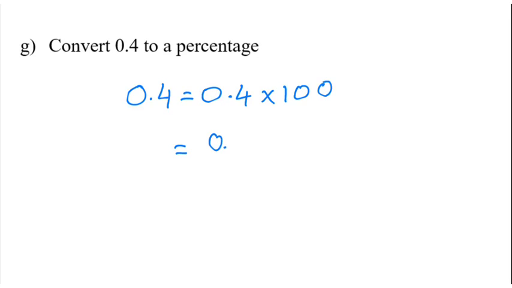In part G, converting 0.4 to a percentage. So I'm going to write down 0.4. Now to turn it into a percentage, I need to multiply it by 100. So that means taking the decimal 0.4, and I'm going to move that decimal place over 2 spaces. So it's going to move to here, and then I put a placeholder 0 in, and that becomes 40%.